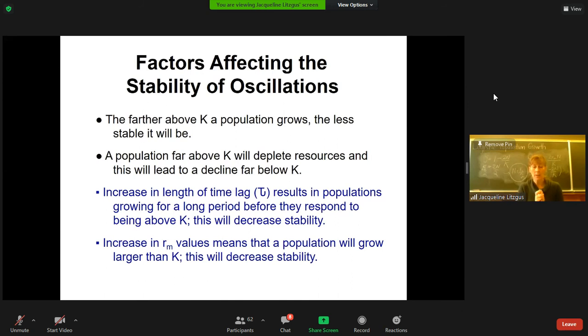Okay. And also, if the RM value, that maximum per capita growth rate value, is at a really high rate, that means the population could also grow more within a given time. If that RM value is really high, the population is going to grow larger and larger. So increased RM values can result in populations going much further above K, and that's going to also decrease stability. Okay, so those two things, a really long time lag and increases in the maximum per capita growth rate, mean that populations might grow larger than K, increasing that instability or decreasing stability.